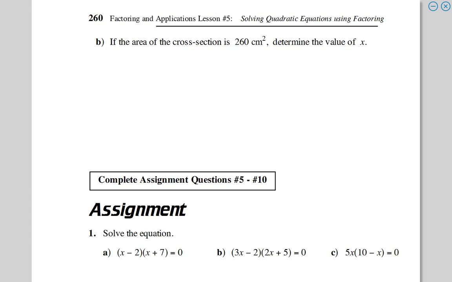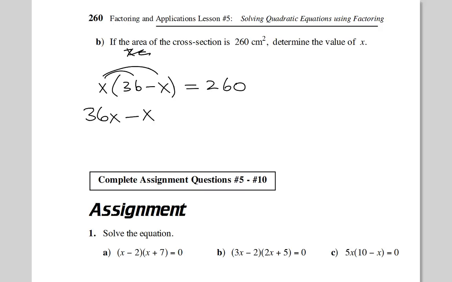Okay, next one. If the area of the cross section is 260, determine x. So what was the area? x and then 36 minus x, right? That's the area, and it equals 260. Okay, multiply this in, and then we're going to have to refactor. Bring the 260 over because it has to be equal to 0.